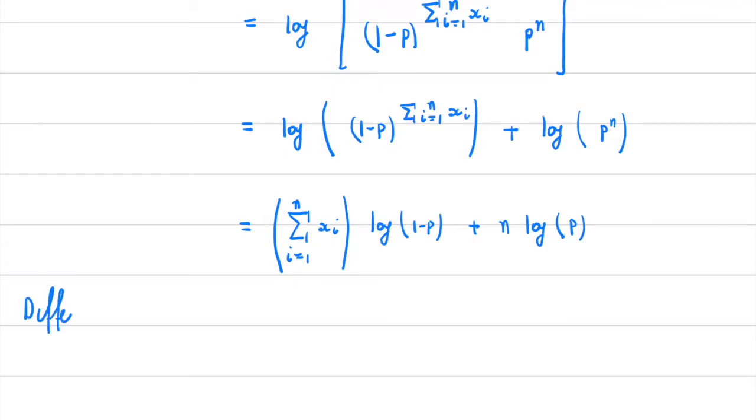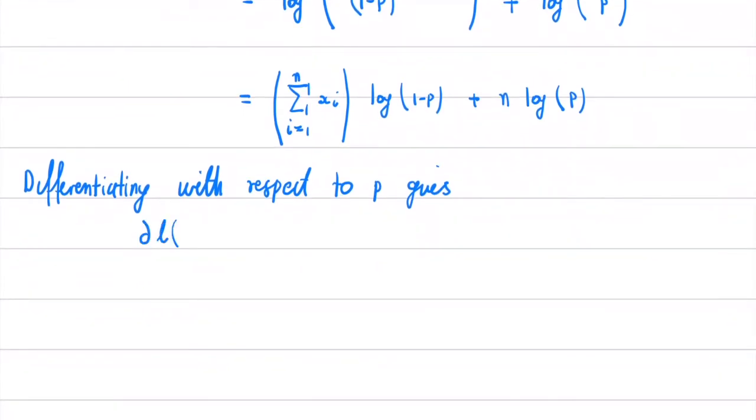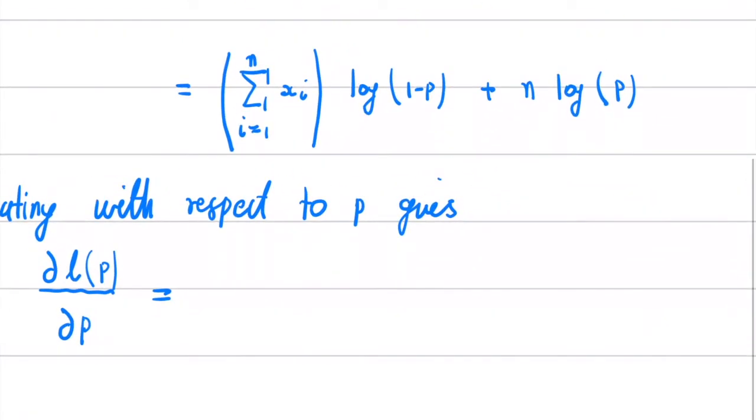So differentiating with respect to p gives. Alright, so we're going to differentiate dl of p, the log likelihood function, with respect to p. Alrighty. Let's see what we have.